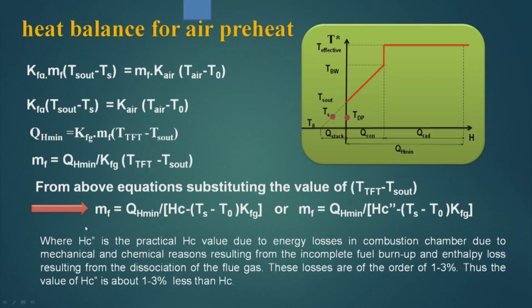Now, H_C double dash is the practical value due to the energy losses in the combustion chamber, due to mechanical and chemical reasons resulting from the incomplete fuel burn up and enthalpy loss resulting from the dissociation of the flue gas. These losses are of the tune of 1 to 3%. Thus, the H_C double dash value is 1 to 3% less than the H_C value. So, if I put this here, I will be able to estimate the actual value of the mass of the fuel which will be required.